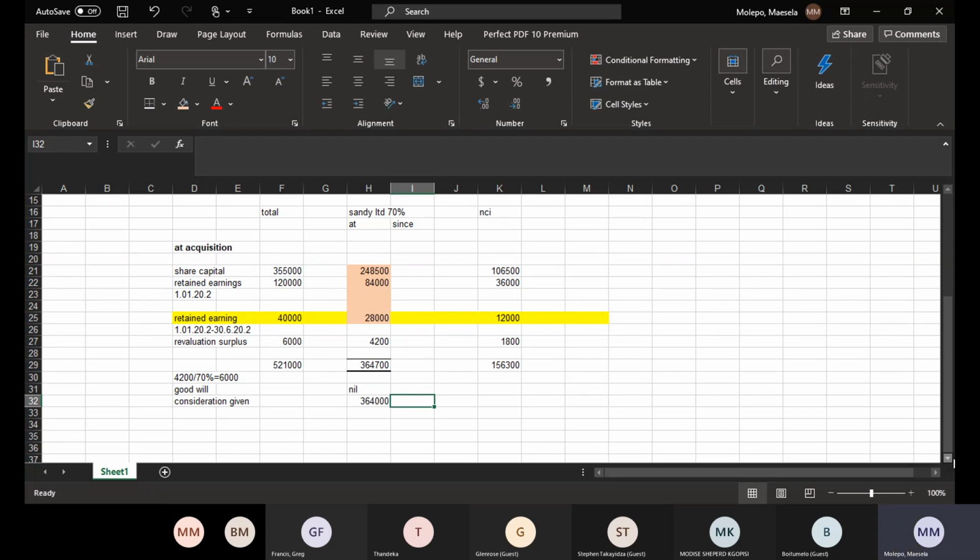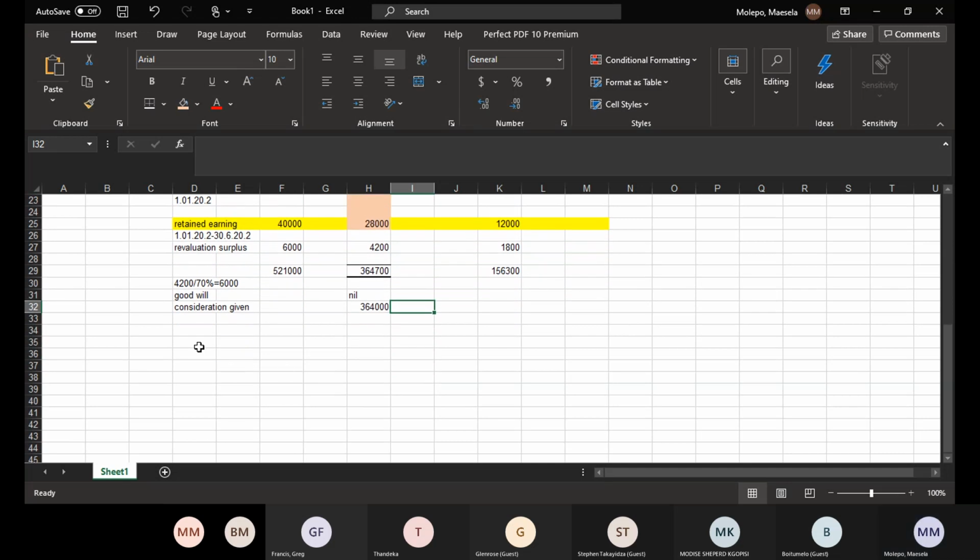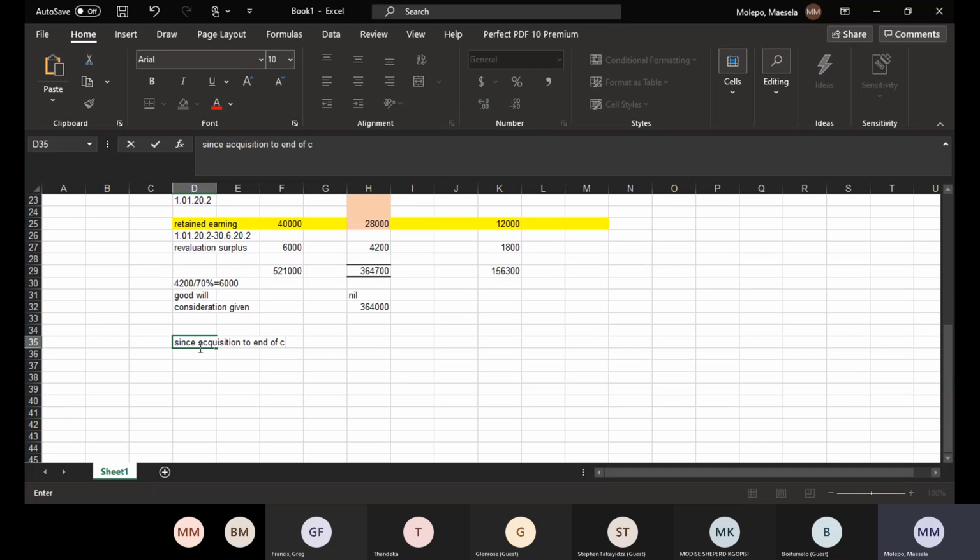Then we proceed further to the current part, or since acquisition to the end of the current year. And I believe now you understand why I'm saying since acquisition to the end of current year, not since acquisition to the beginning of the current year, because this one doesn't have three phases. It's gonna only have two phases, because the acquisition date versus the end of the financial year, they're all considered in the one financial year. Unlike if the acquisition was made in the prior years, and then we are only dealing with the current year, where we're gonna have three phases in our analysis of shareholders.